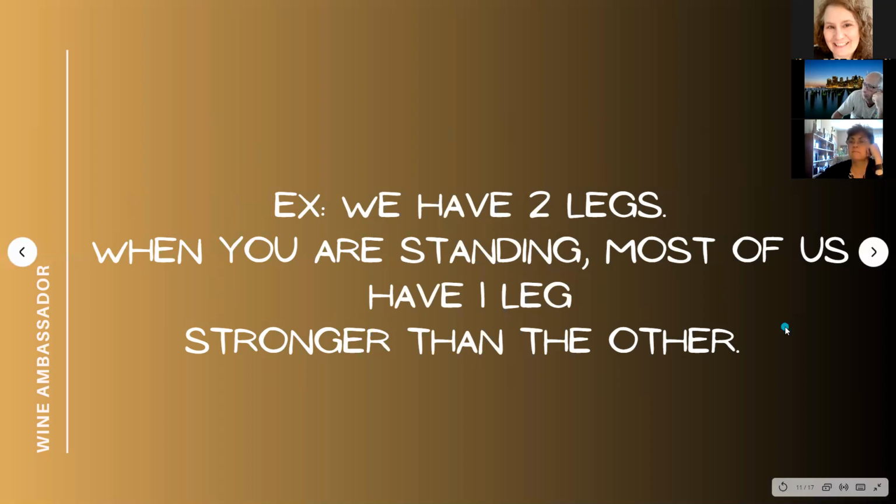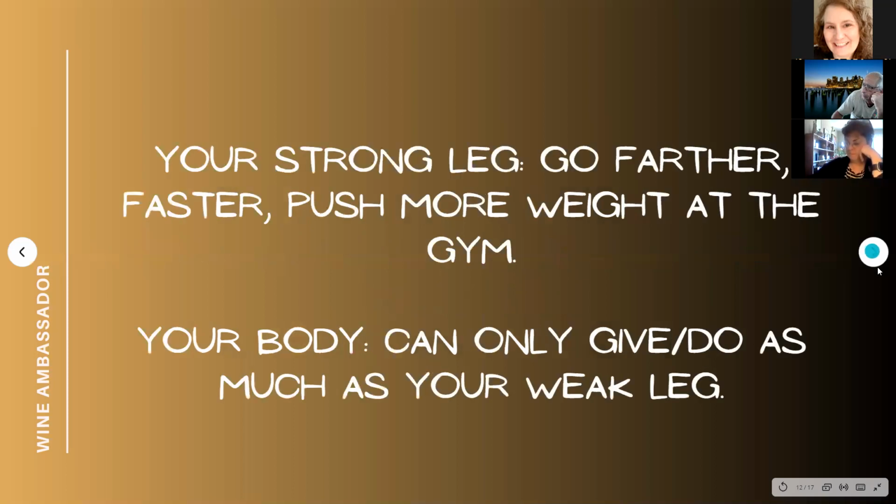But one of our legs is stronger than the other. I know for me, my right leg is much stronger than my left leg, mainly because I blew out my ACL when I was 18. But naturally, we have right-handed people and left-handed people. One arm, one hand is stronger than the other. It's the same when we're standing on two legs. So with your strong leg, you go farther. You can push more weight at the gym. You can go faster. You can run faster with your stronger leg than your weaker leg.